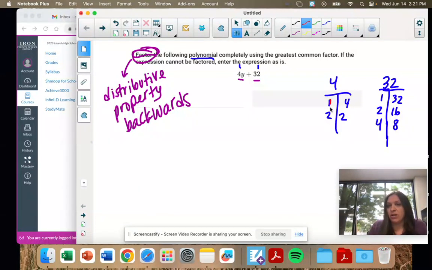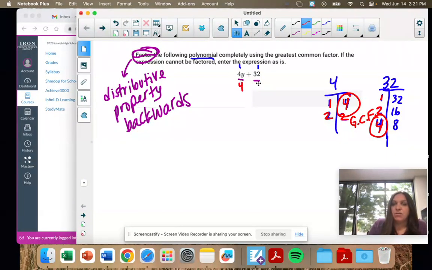They both have 1 in common. Is that the biggest number, though? They both have 2 in common. Is that the biggest number? Nope. They both have 4 in common. Is that the greatest number they have in common? Yes, that's the greatest common factor.